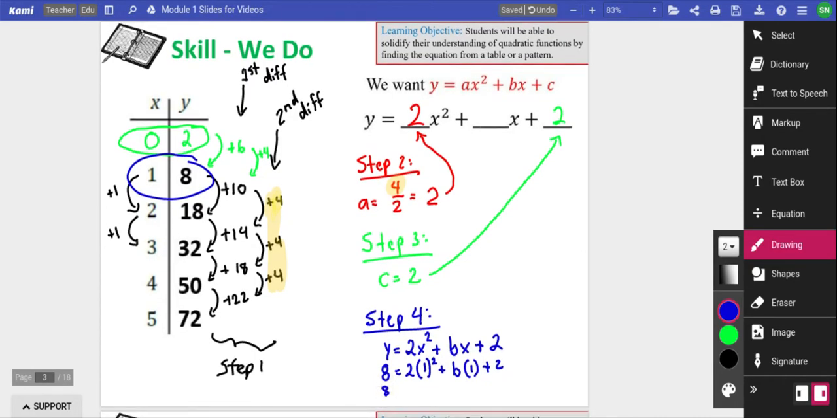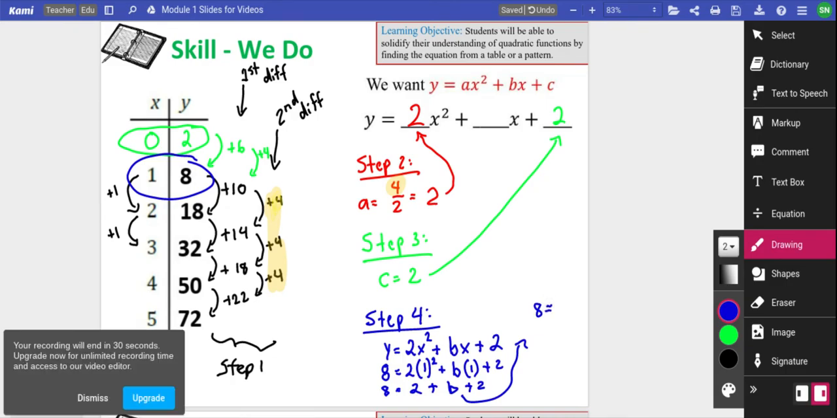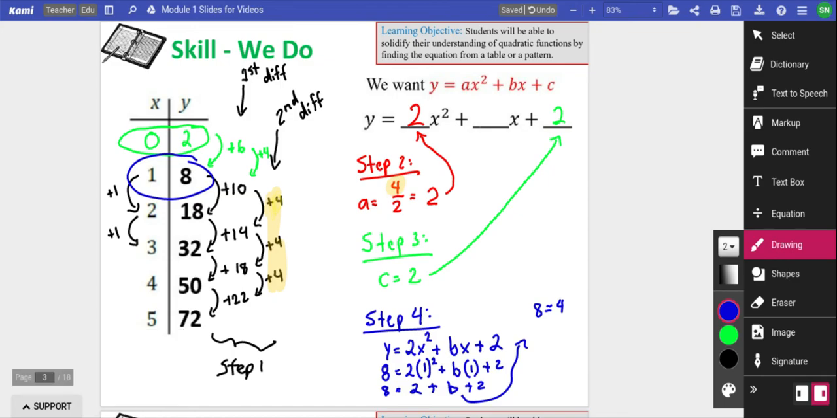This becomes 8 equals 1 squared is 1 times 2 is 2, plus B times 1 is B, plus 2. I will continue here. On the left side I have 8. On the right side I have adding the 2 and the 2 gives me 4. And I also have plus B. Subtract 4 from both sides. Gives me B is equal to 4, which I will be putting here, and this concludes our problem.